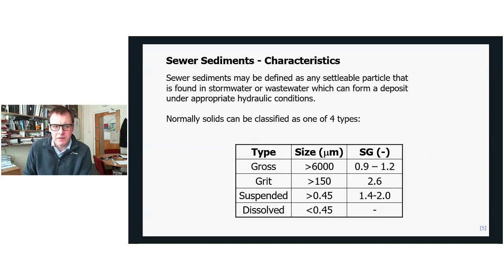So sewer sediments are defined as any settleable particle that is found in stormwater or wastewater, which could form a deposit. Normally, solids are classified into four types. You've got gross solids, which just really means larger particles, and grits. The gross solids are larger particles which have relatively low specific gravity, so that tends to imply they're organic. You've got grits, which are larger particles with high specific gravity, so they're inorganic. You've got suspended material and dissolved material.